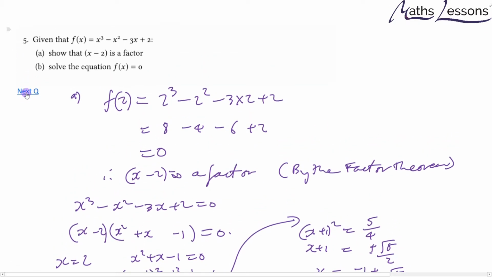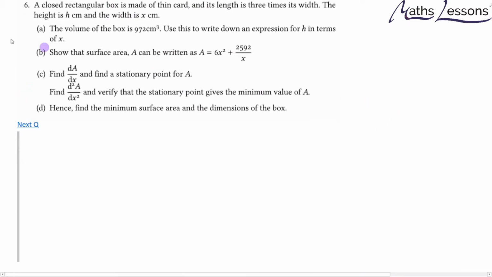Right, next question. Trickier question. This is definitely at least 5 minutes, probably even longer than that. See how far you can get doing on this question in 5 minutes. Here you go.